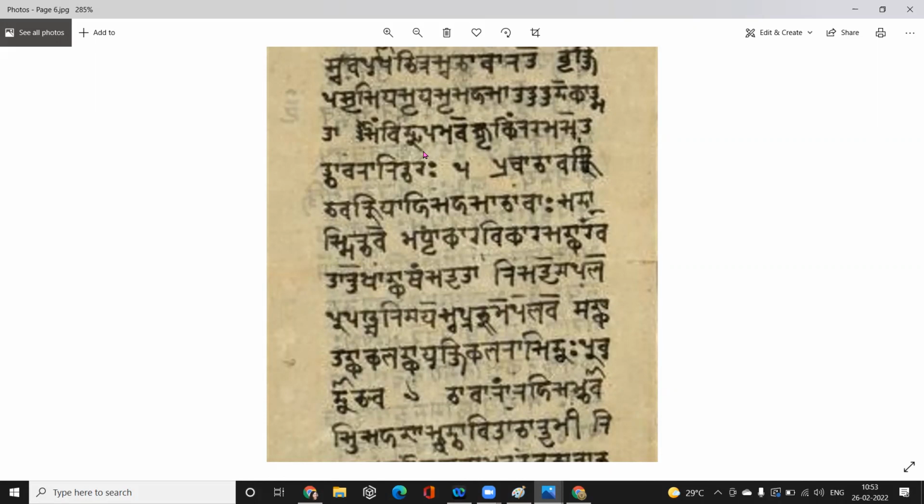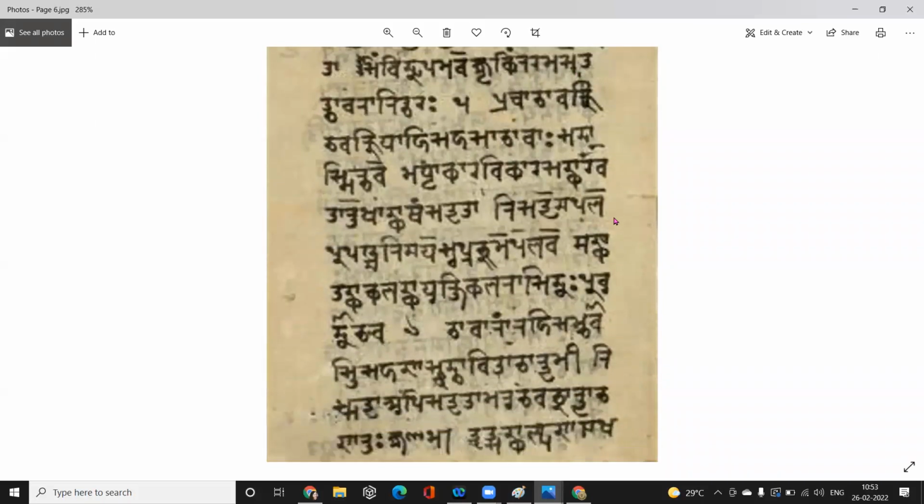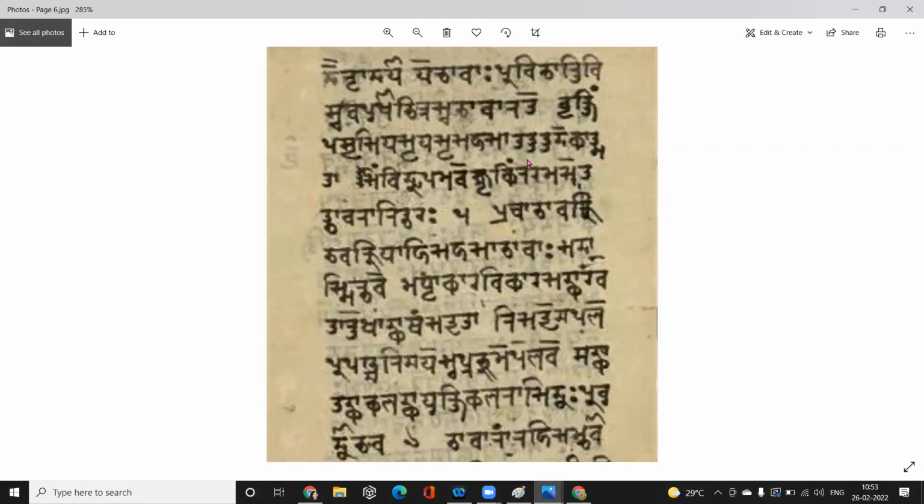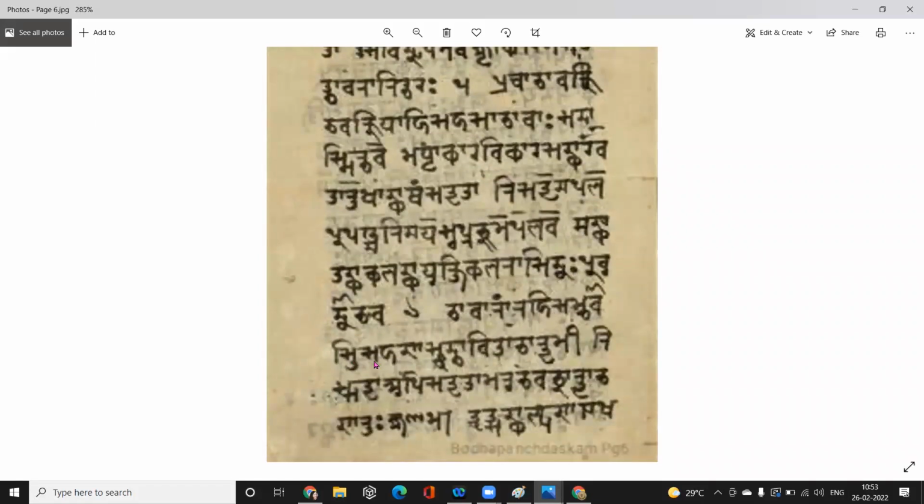Can you read that last line, fourth letter, whatever we're seeing there, at the bottom? You're saying this particular line? The third line from the bottom. What is the fourth letter there? Okay. This is bha, na, ta, and ya. Correct? Yes. Okay.